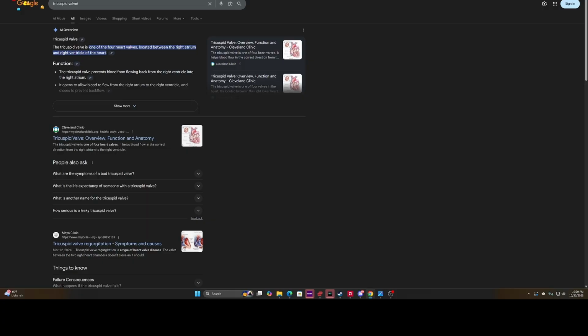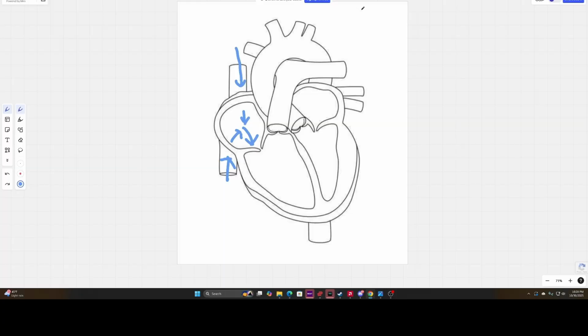The right atrium to the ventricle, making sure. See, I'm looking out for you. So, it goes through the tricuspid valve into the right ventricle, and this fills the ventricular space.